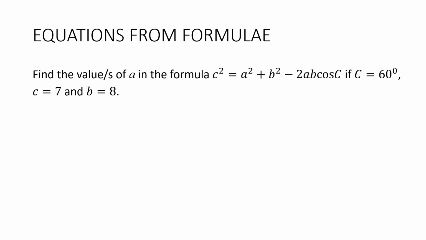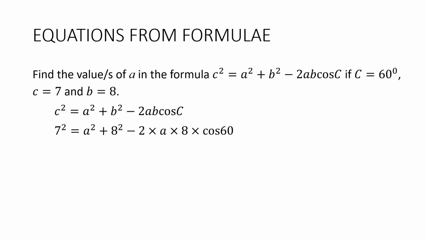We can also get equations from formulae. Find the value or values of a in the formula c squared equals a squared plus b squared minus 2ab cos c, if big C is equal to 60 degrees, little c is equal to 7, and b is equal to 8. So we'll start by substituting in. 7 squared is equal to a squared plus 8 squared minus 2 times a times 8 times cos 60. Now, if you do cos 60 on your calculator, that's equal to a half.